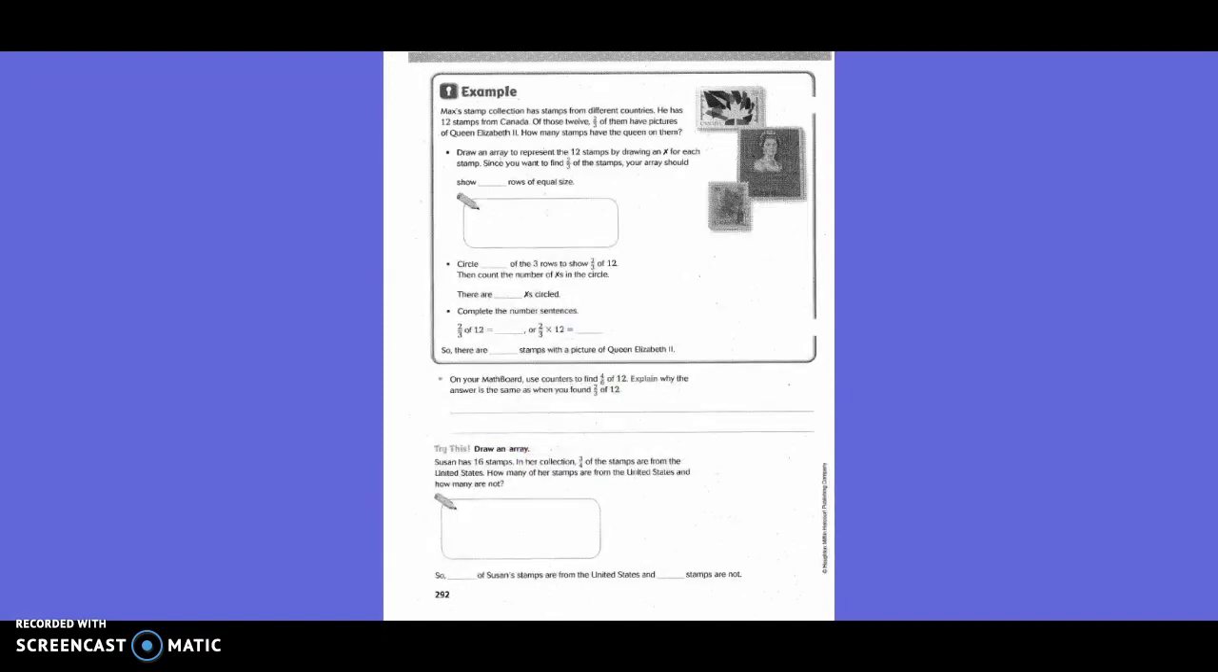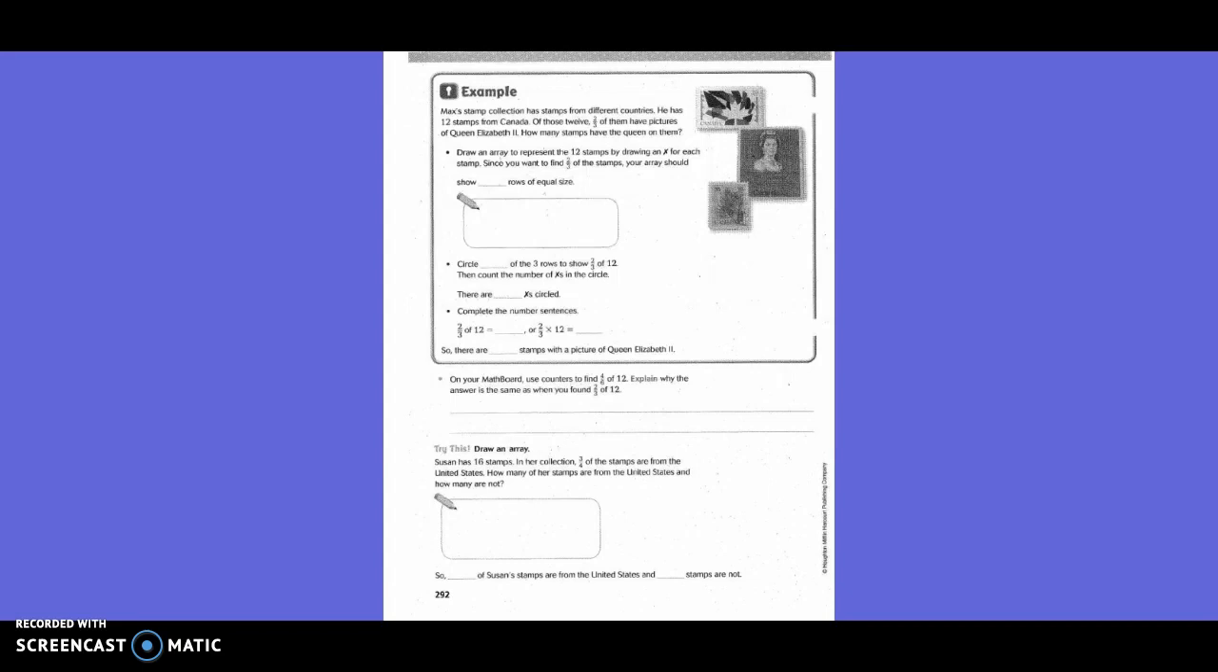Example. Max's stamp collection has stamps from different countries. He has 12 stamps from Canada. Of those 12, 2/3 of them have pictures of Queen Elizabeth II. How many stamps have the Queen on them? Draw an array to represent the 12 stamps by drawing an X for each stamp. Since you want to find 2/3 of the stamps, your array should show how many rows of an equal size.